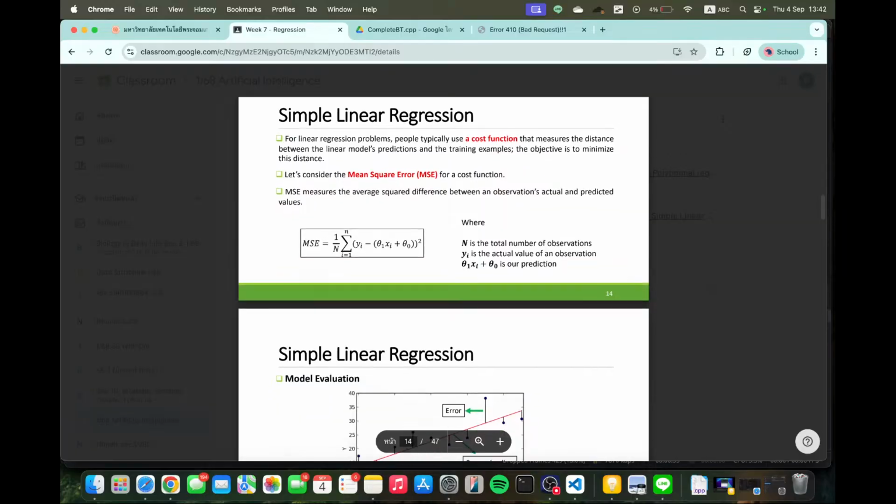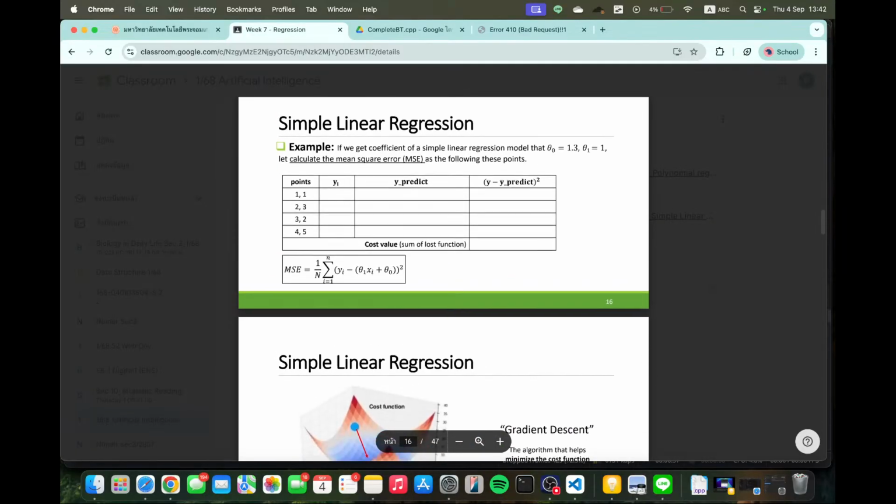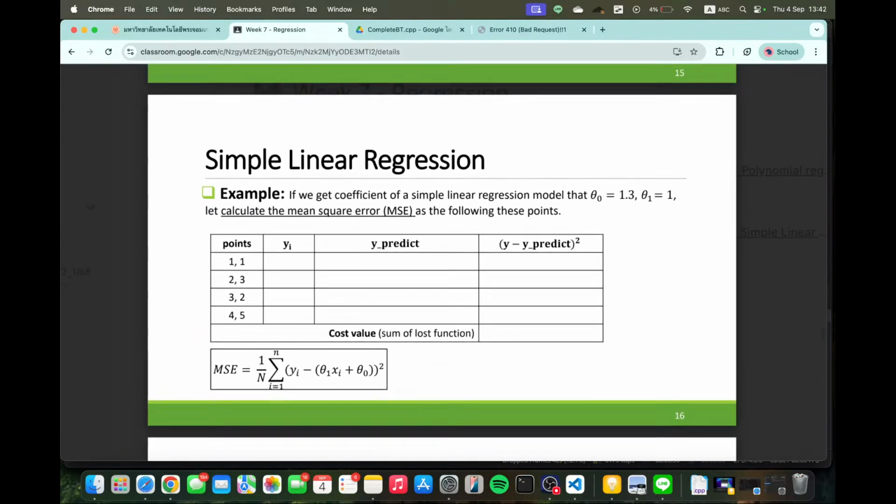Y predict is theta 0 plus theta 1 x, right? This is your model. Okay, let's take a look at each one. The first one, x as 1, y as 1, right? If x is 1, the y is 1.